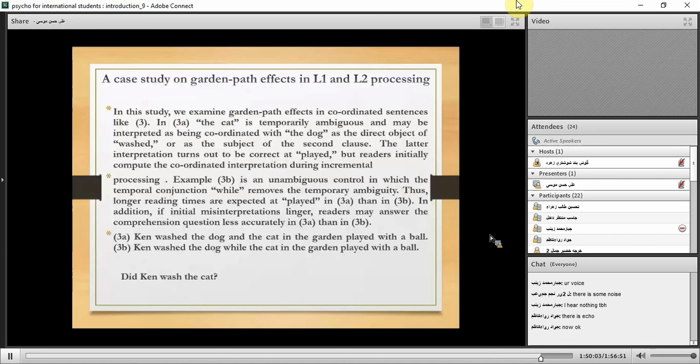Woods and Nicol examined L1 and L2 processing of temporarily ambiguous sentences like 3A compared to an unambiguous control containing a comma after the dog.